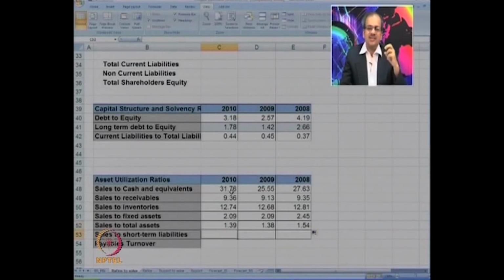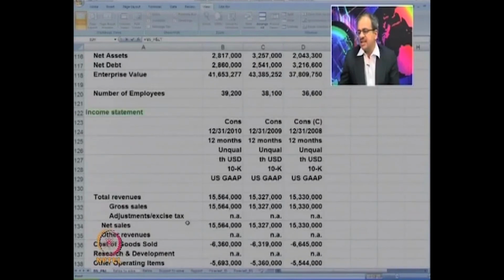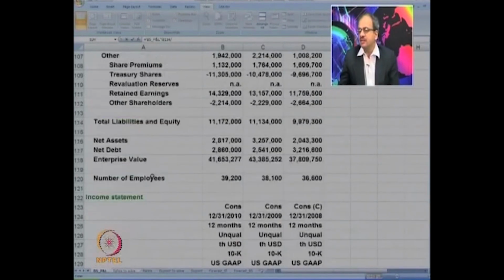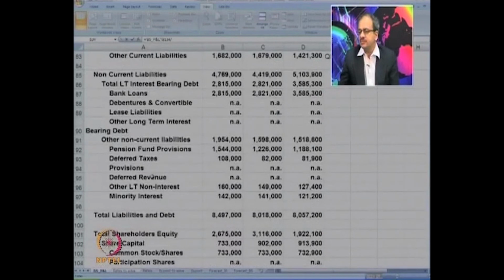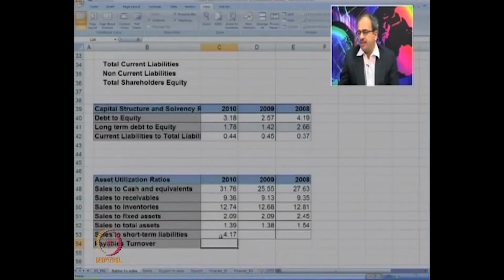Now let us look at how is the relationship between sales and its liabilities. So we will look at sales to short term liabilities. Once again we take the net sales, you can see here the breakup of current and non-current liabilities is given. So we will take the short term liabilities. So the ratio has again gone down from 5.19 to 4.17.